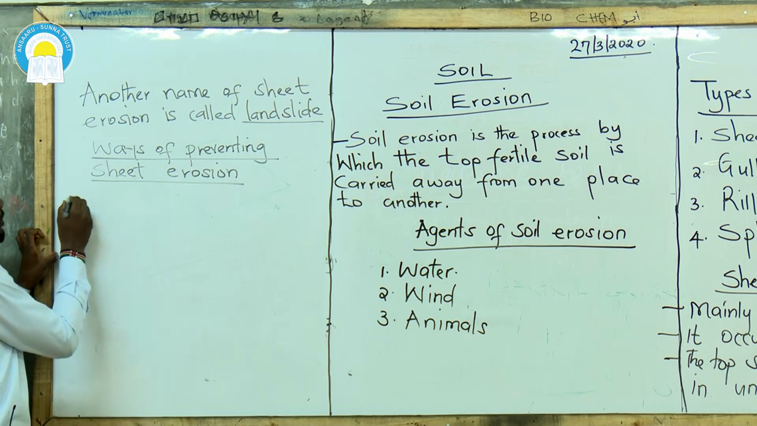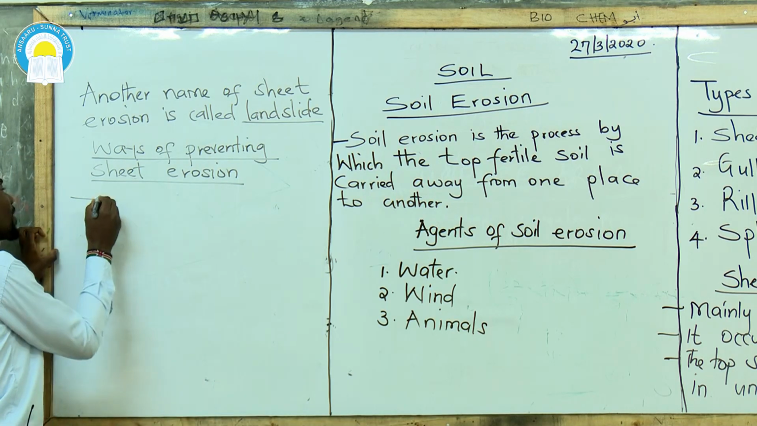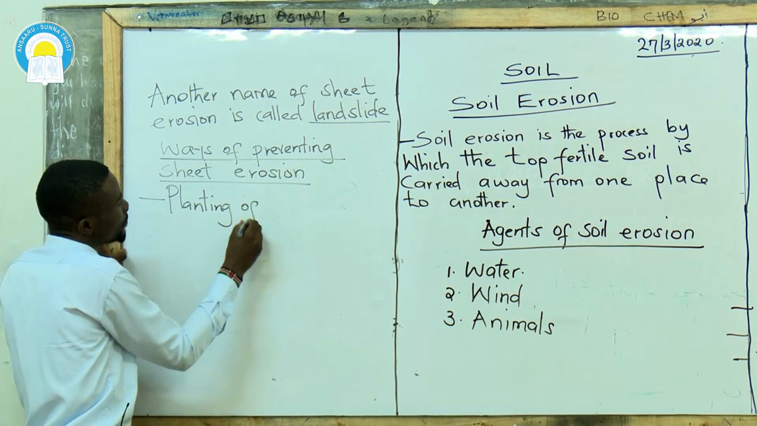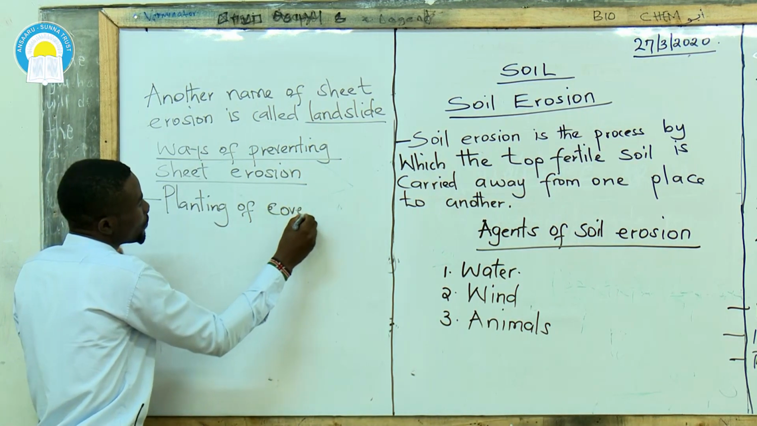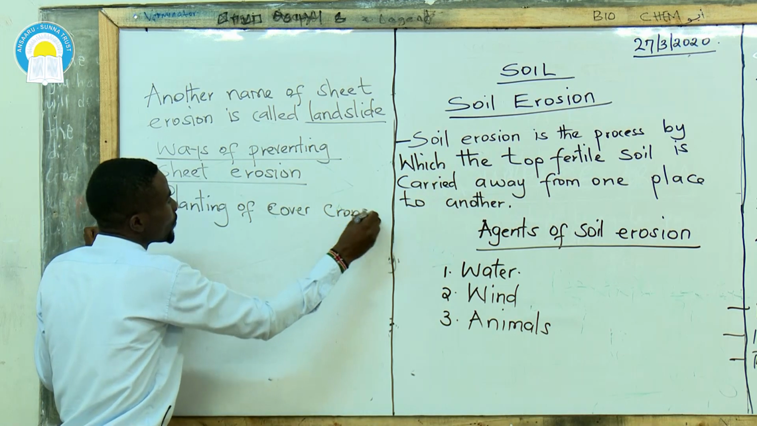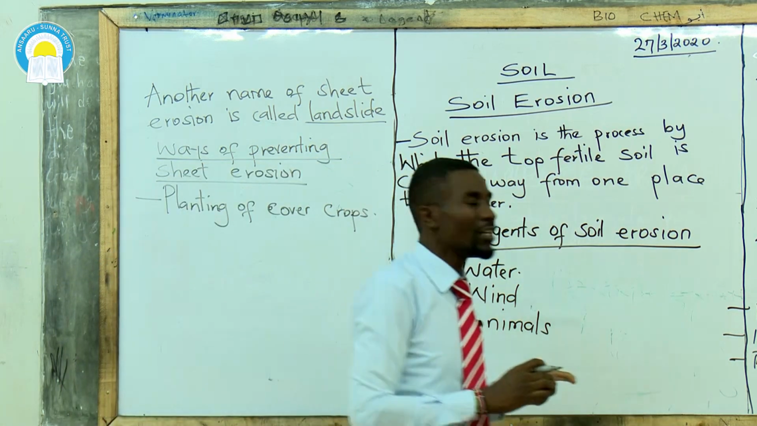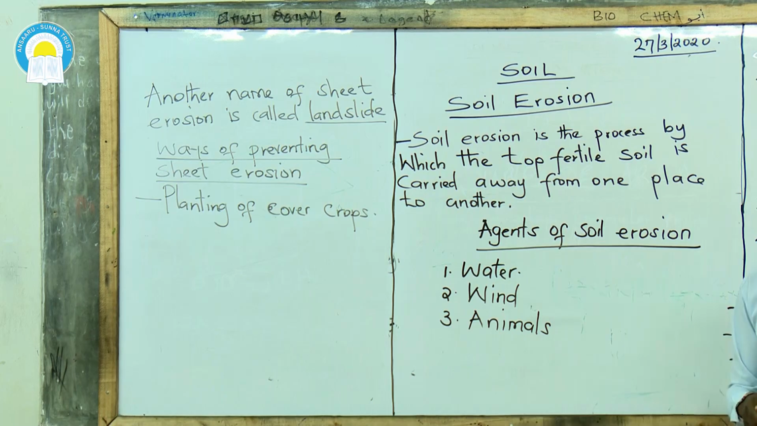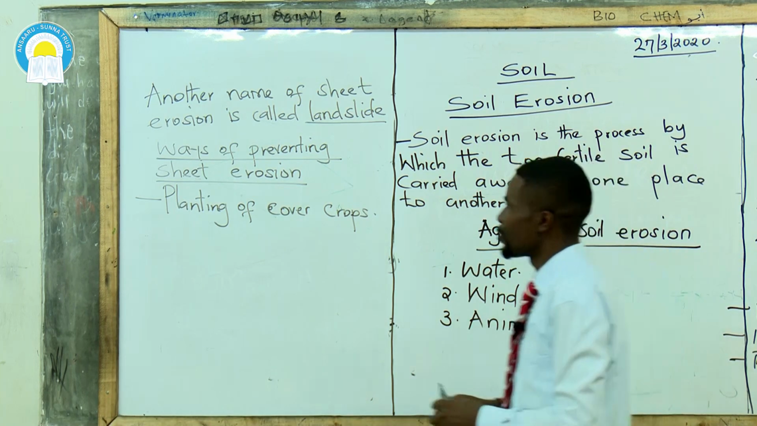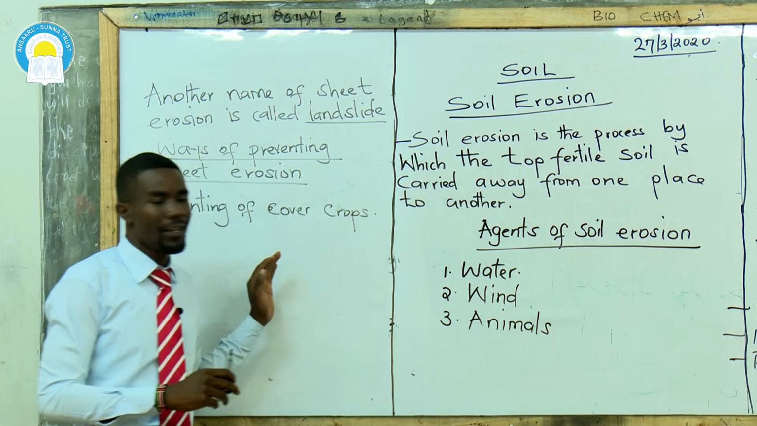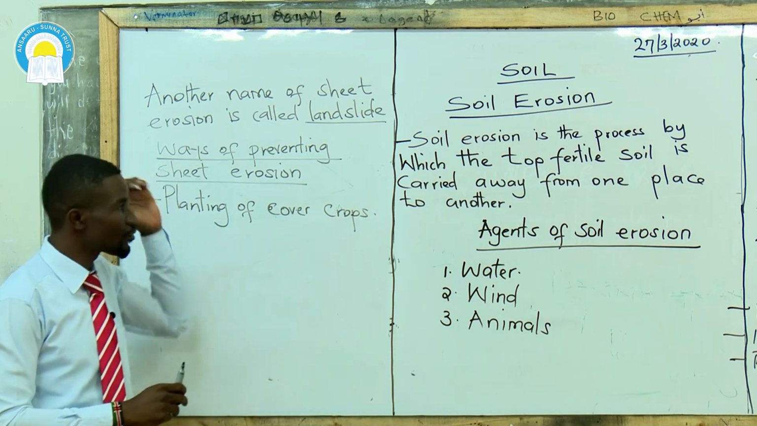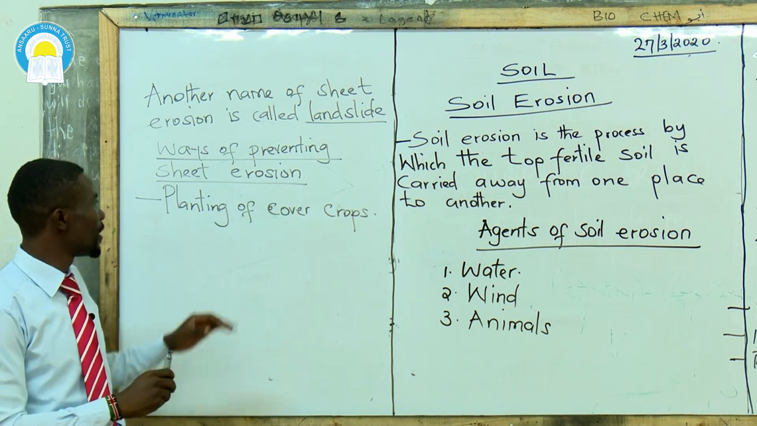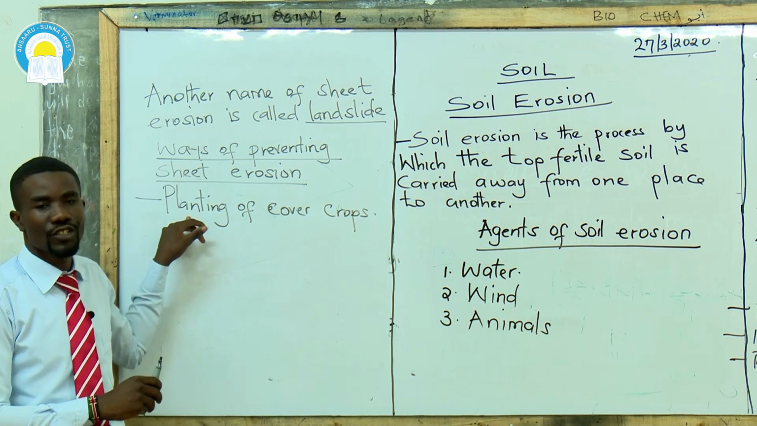Sheet erosion is prevented by planting of cover crops. We ensure that we plant the trees so that our soil will be preserved for future use. We are always told to try and take care of our trees. They have so many importance. So whenever we plant the cover crops, the soil is going to be conserved. This is how we are supposed to control sheet erosion.